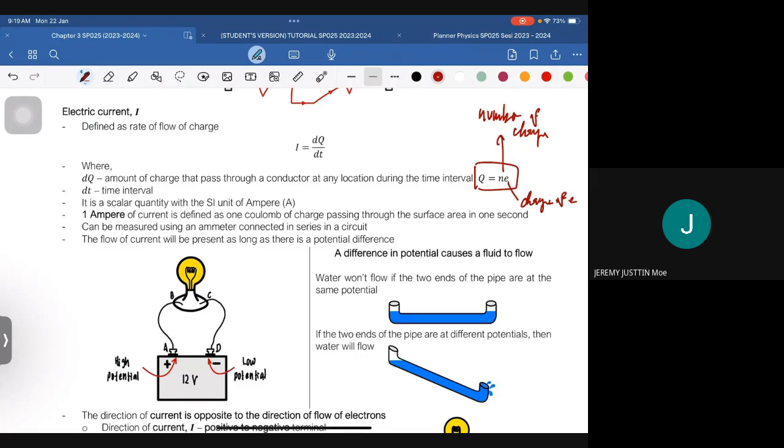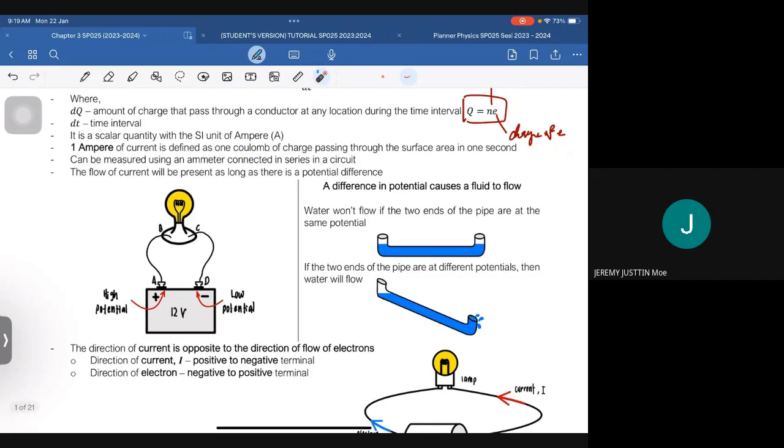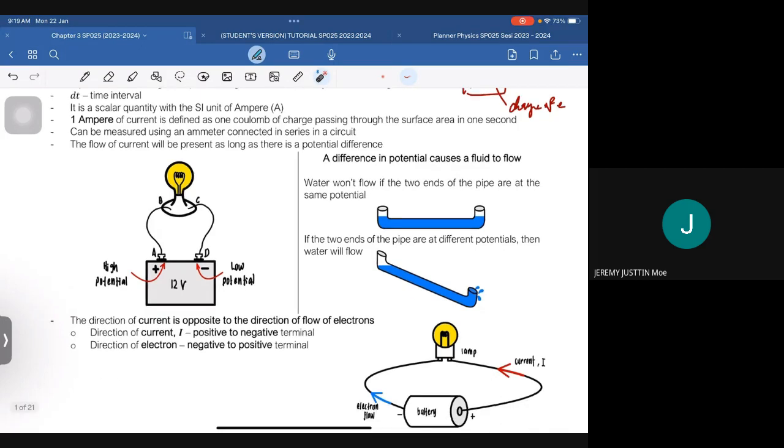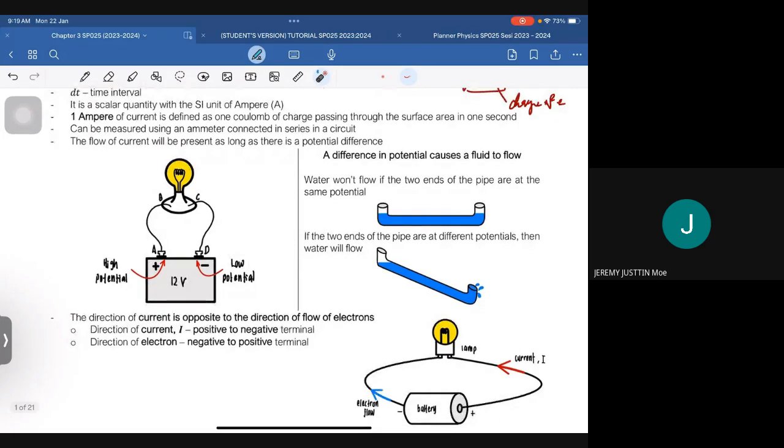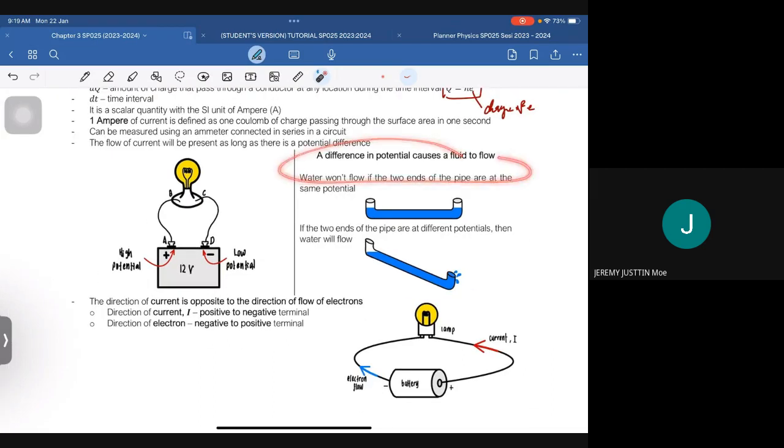Okay, next, on the 1 ampere sama juga macam capacitors and electrics, you have 1 farad. You also have to know what does 1 ampere means lah. Okay, so 1 ampere of current defined as 1 coulomb of charge passing through the surface area in 1 second. Macam tu je lah. And then the ammeter should be connected in series in order for us to measure the flow of current lah.